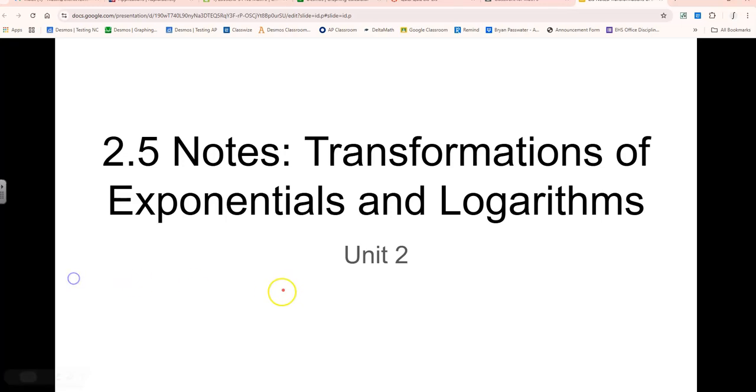All right. Transformations of exponentials and logs work exactly like transformations of any other type of graph. So we've already talked about transformations, about moving graphs up, down, left, right, stretching them out, shrinking them down. The rules are not any different. It's just we're starting with a different type of equation for this.